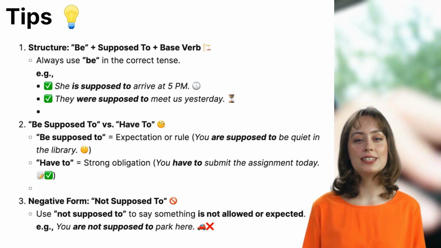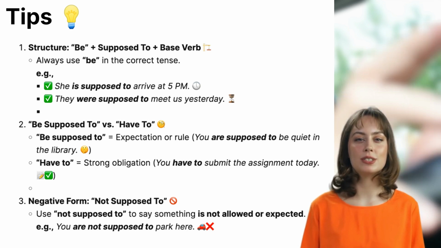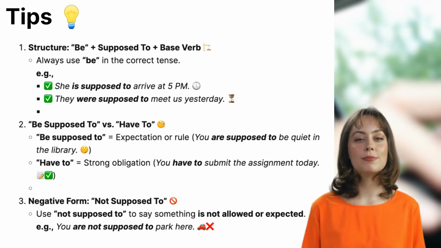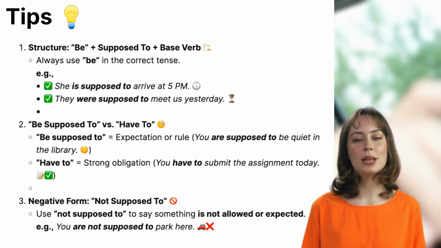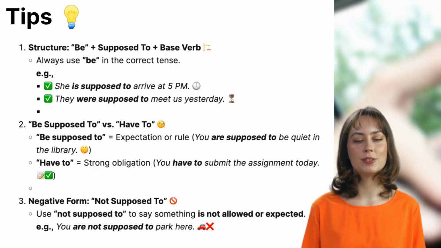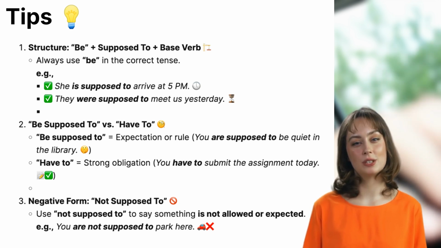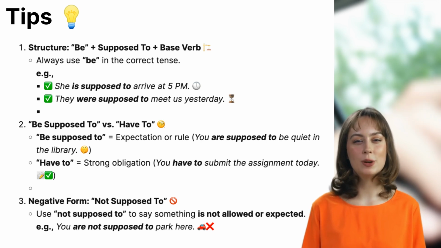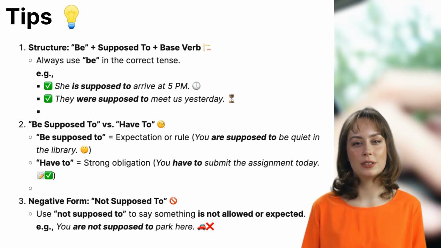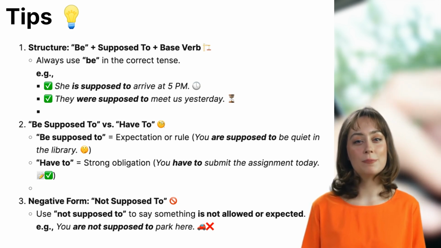More examples. I am supposed to be at work by 9 a.m. We were supposed to have a meeting this morning. Make sure you change be based on the subject and tense. 2. Be supposed to versus have to. Many learners wonder about the difference between be supposed to and have to. Be supposed to expresses an expectation or a general rule. Example: you are supposed to be quiet in the library.